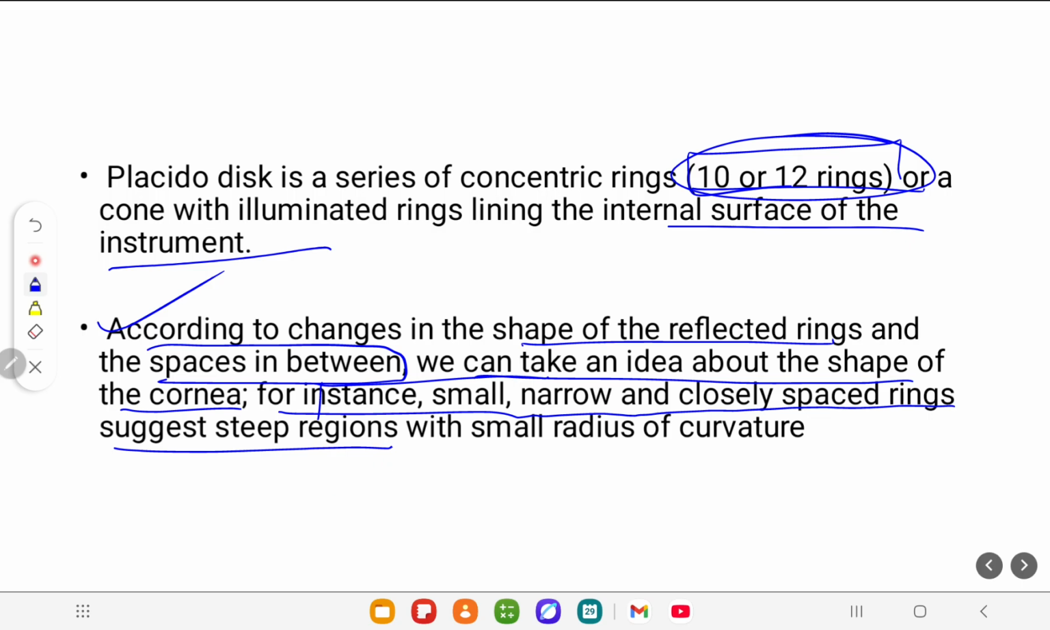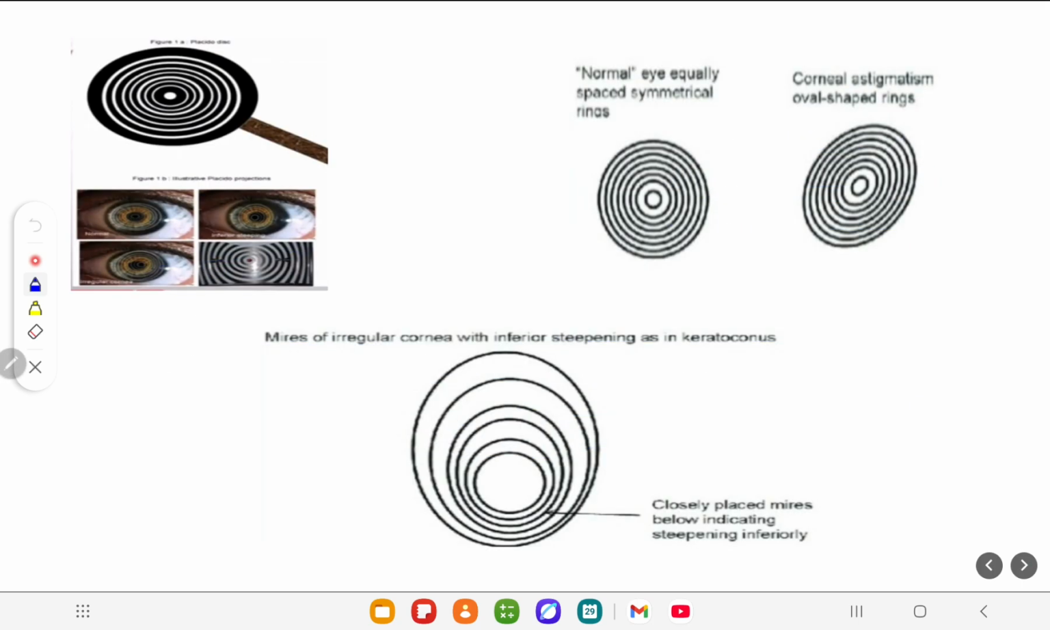Whenever there is a small and narrow gap between two Placido rings, it directly suggests that the radius of curvature is small. That means the curvature is high. I have already told you, radius of curvature and curvature are different things. So curvature is high, radius of curvature is small. Okay, this is the example, isn't it? So this is the Placido ring pattern. This is the shape, isn't it?